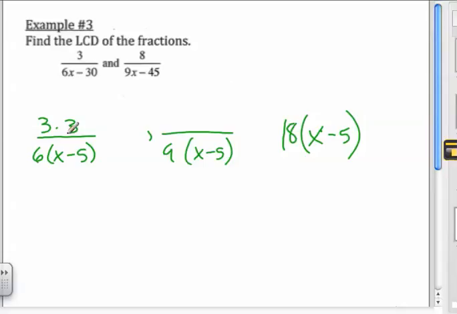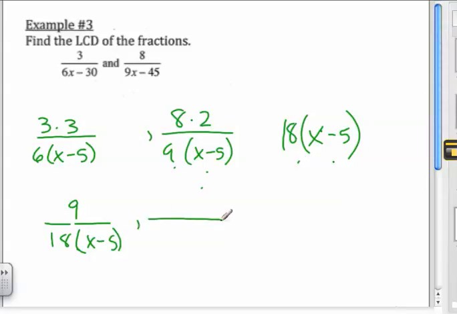Right? What's missing on this one? What's missing on that one? CC? I need to change this 9 times x minus 5 to look like this, 18 times x minus 5. So times 2. So our new fractions are going to be 9 over 18 times x minus 5, and then the other one's going to be 16 over 18 times x minus 5.